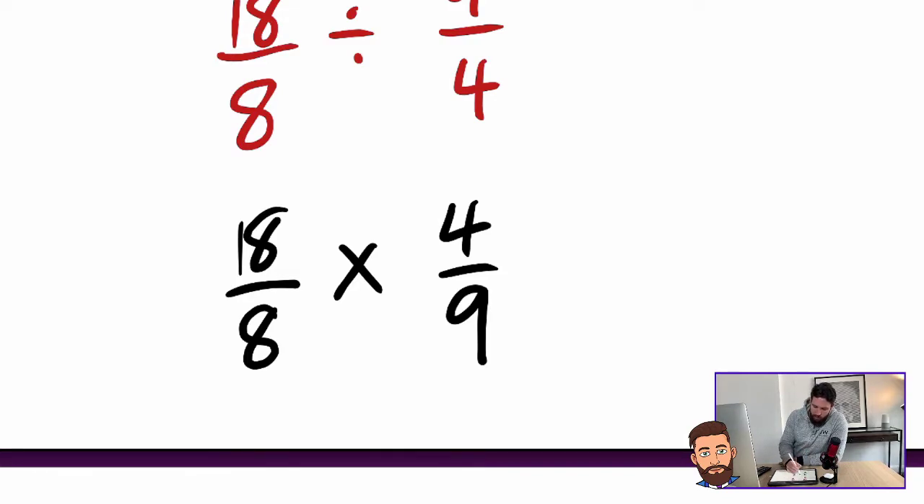This is where cross-cancelling can be very useful. I don't really want to be timesing 18 by 4, because these numbers are getting big. So I can check my diagonals. 18 and 9, does anything go into 18 and 9? Yes. 9 goes into 18 twice, and 9 goes into 9 once.